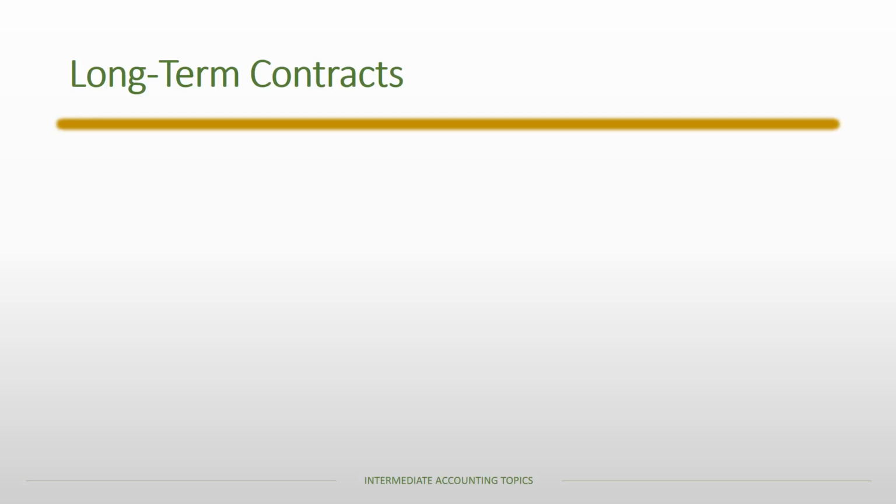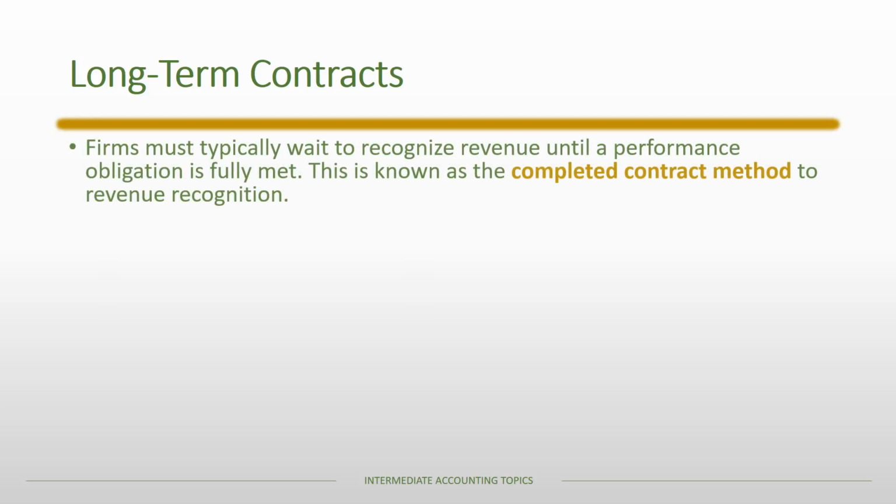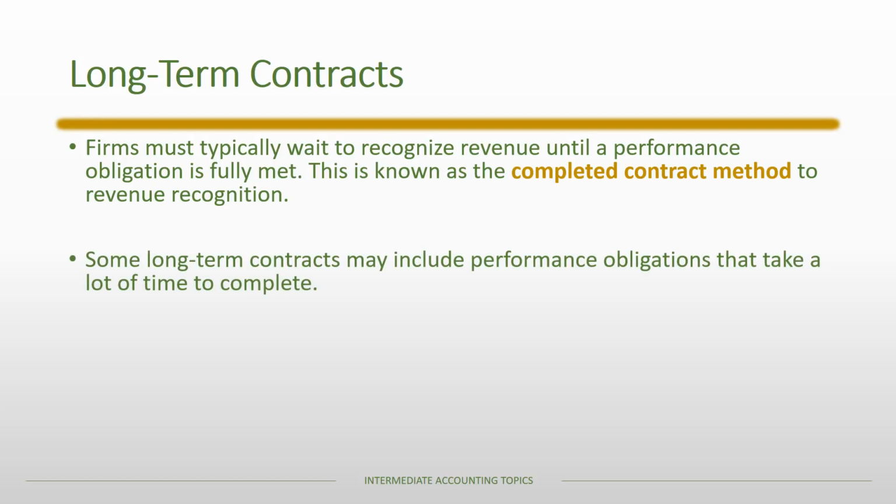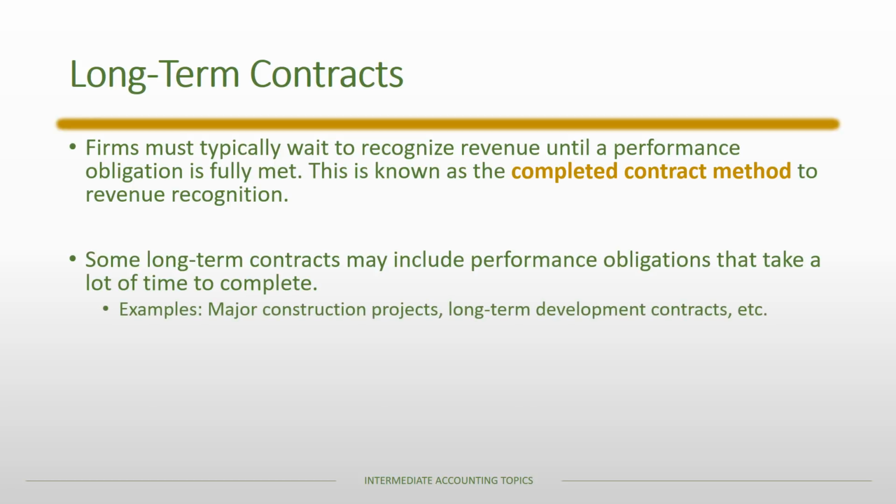Long-term contracts. All right, so we're going to spend a little more time here. So firms must typically wait to recognize revenue until a performance obligation is fully met. This is what's known as the completed contract method. However, some long-term contracts might include performance obligations that take a lot of time to complete. Some examples might be a major construction project, whether that be a building or an interchange at a highway or something like that.